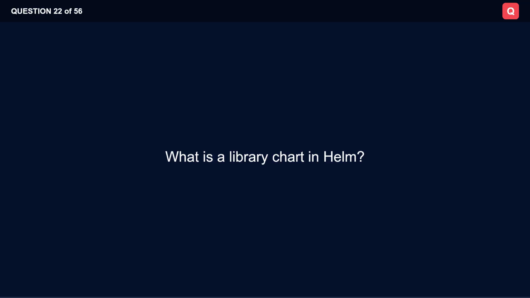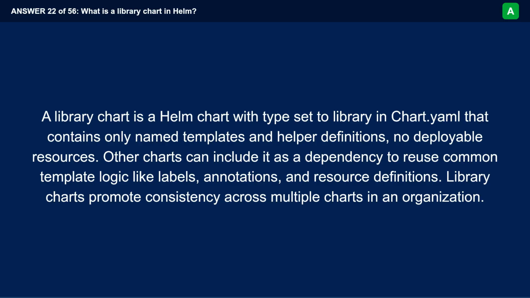What is a library chart in Helm? A library chart is a Helm chart with type set to library in Chart.yaml that contains only named templates and helper definitions, no deployable resources. Other charts can include it as a dependency to reuse common template logic like labels, annotations, and resource definitions. Library charts promote consistency across multiple charts in an organization.